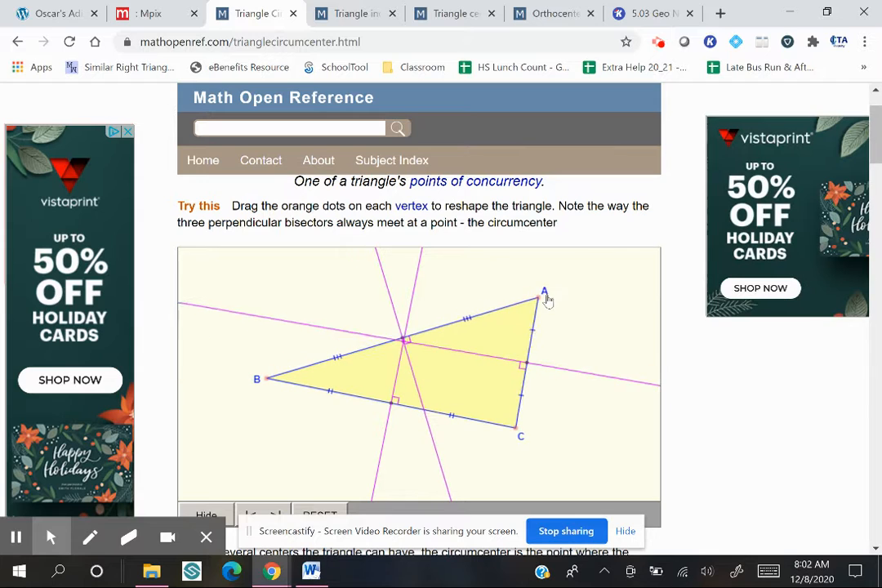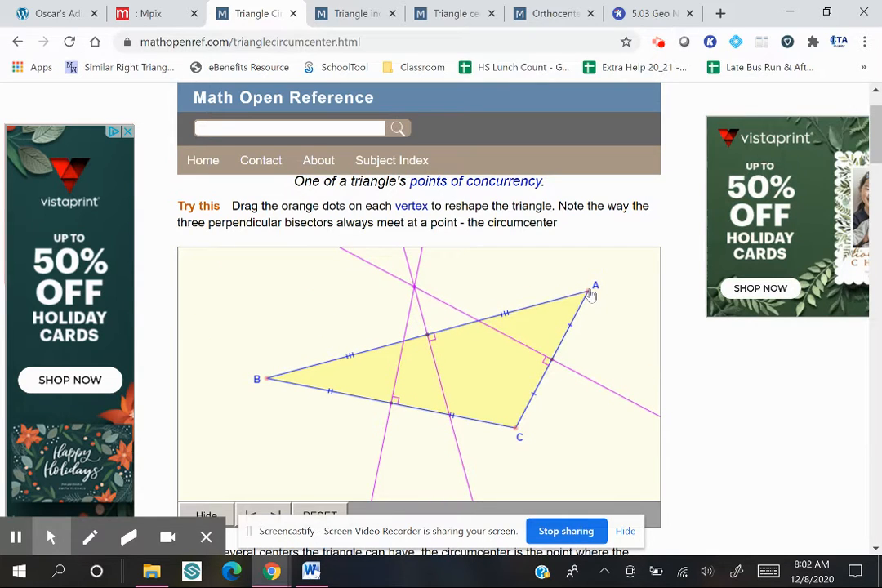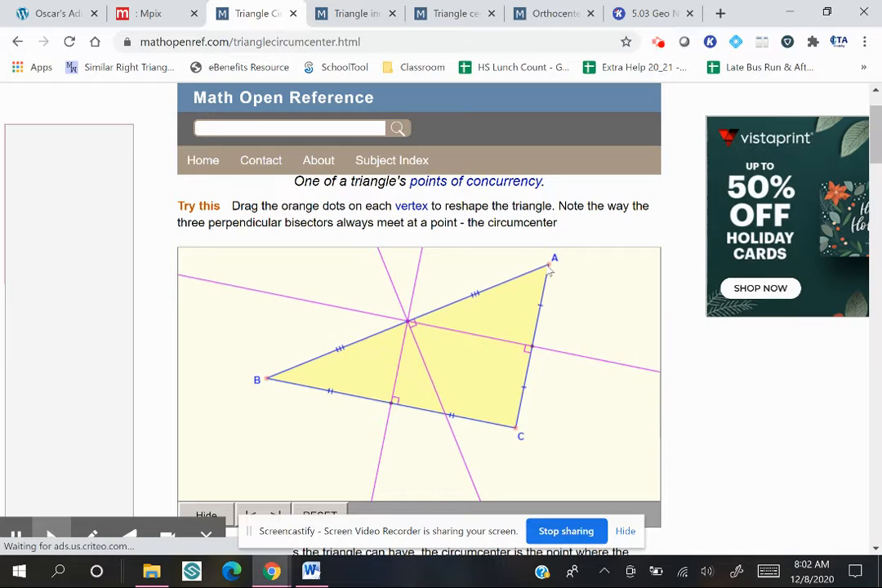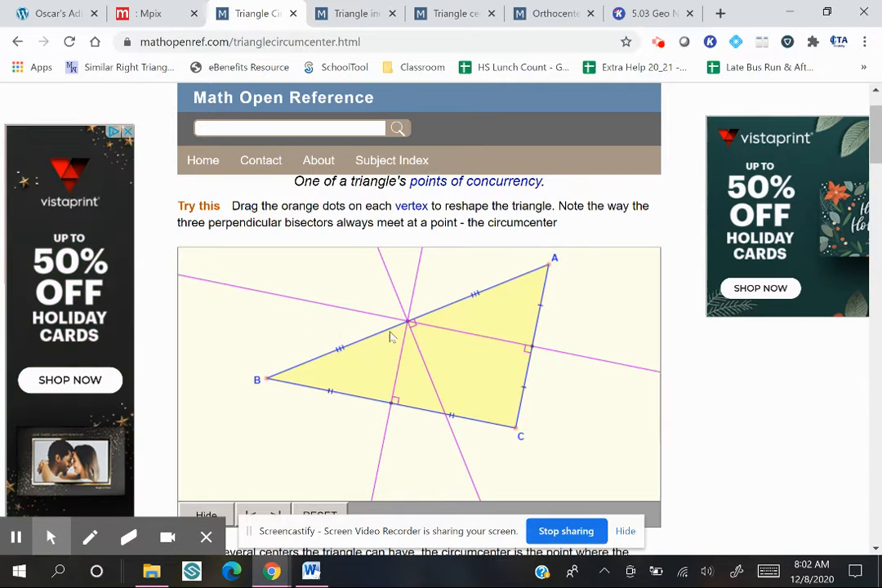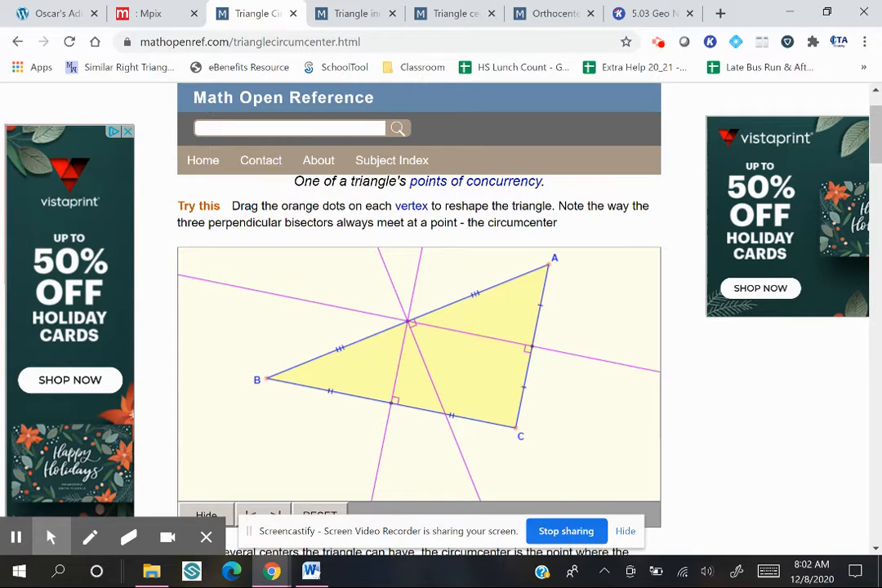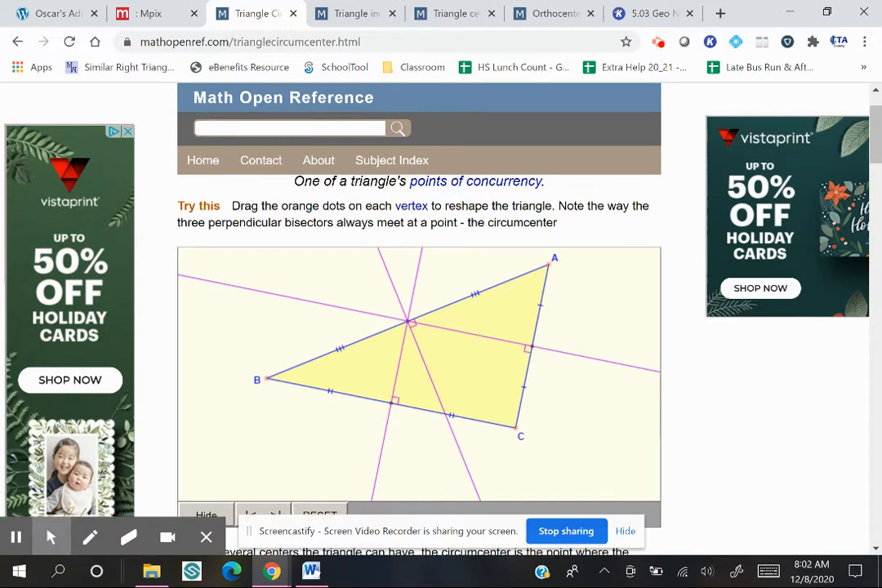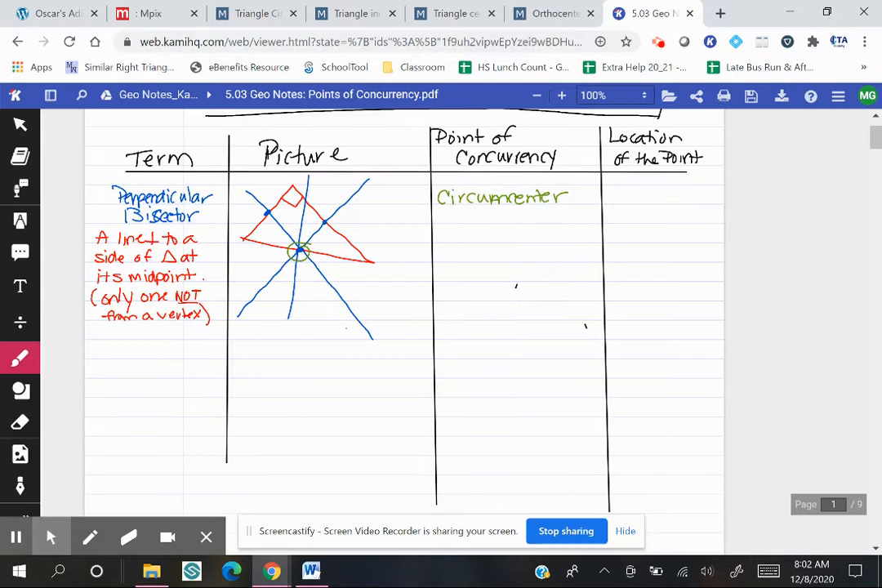So as I move my vertex and make it into an obtuse triangle, where do the three lines meet? Well, now they meet outside of the triangle. And if we make it a right triangle, just like we did in our picture, it's going to be right on one of the sides of the triangle. So the location of this point is different depending on what kind of triangle.